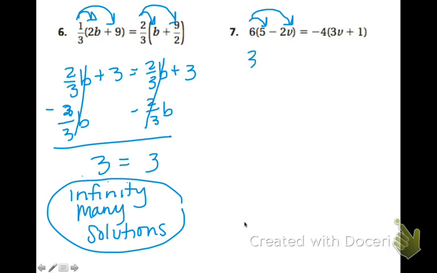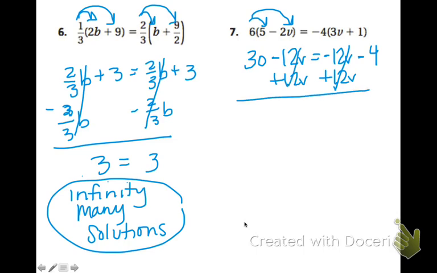Okay, right here. So 6 times 5 is 30. 6 times negative 2v is a negative 12v. Negative 4 times 3v is a negative 12v. And negative 4 times negative 1 is positive 4. Negative 4 plus 1 is negative 4. So if I add 12v to both sides to use inverse operations, I get 30 is equal to negative 4, which is never true, so no solution. Make sure I spell that right.